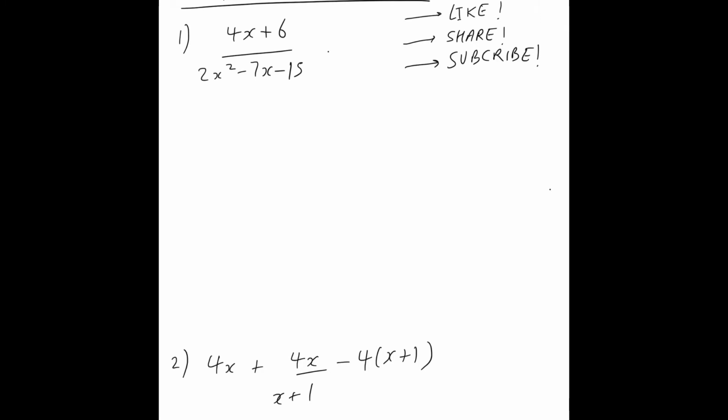Alright, so let's begin. Here we have 4x plus 6 divided by 2x squared minus 7x minus 15. This is the top part, and the bottom part is below. Like I said, you can factorize this out. So I'm going to factorize the equation at the bottom: 2x squared minus 7x minus 15.